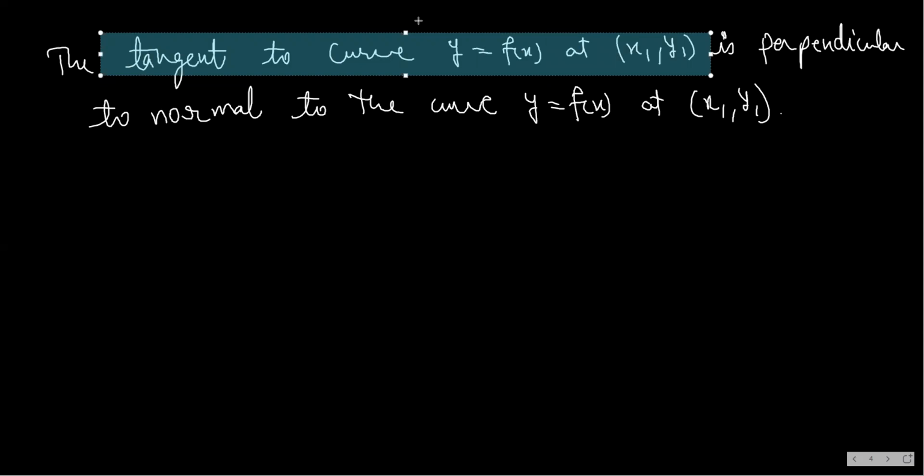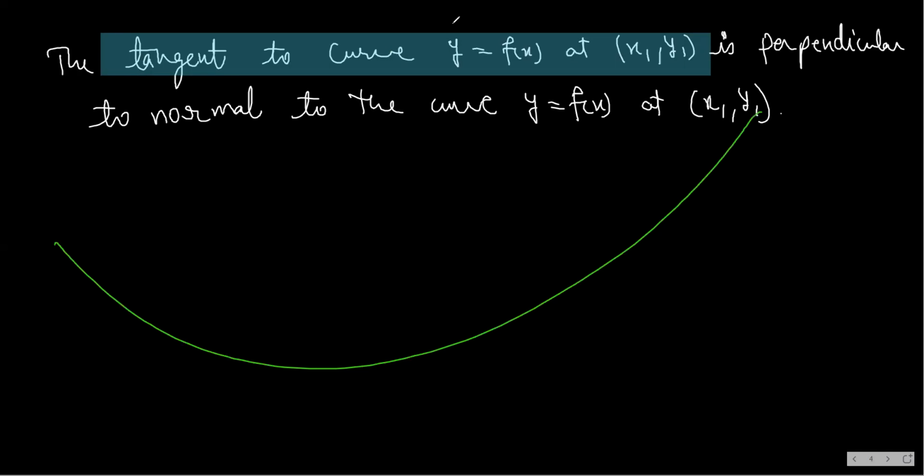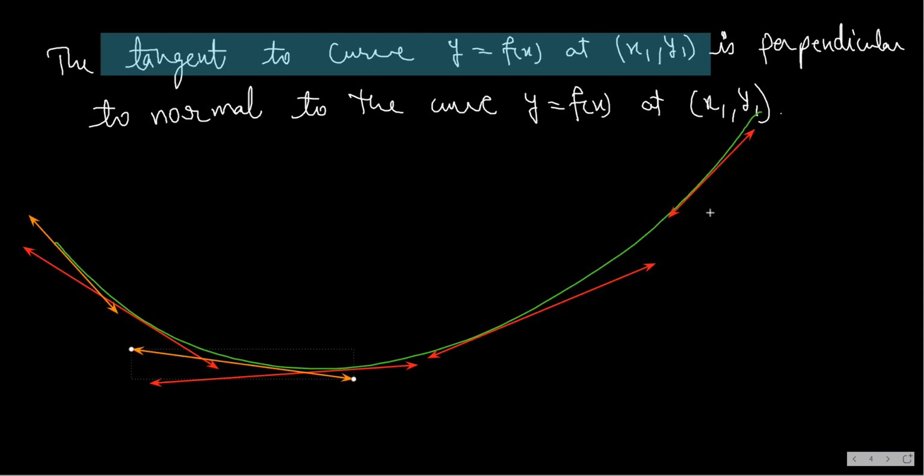Why? Because understand students, if you have a curve, there can be infinite tangents to this curve. You can have a tangent at this point, at this point, at this point. You can have infinite tangents.